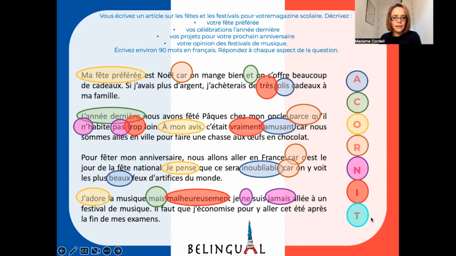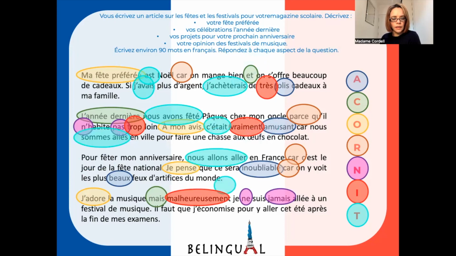Ensuite, nous allons voir les temps. So, in our first paragraph, in our planning time earlier, we set out to use the present and then add a little si clause to incorporate the imperfect and the conditional tense. So we started off with the present here, and then with the si clause, we've got si j'avais plus d'argent, if I had more money, j'achèterais de très jolis cadeaux à ma famille, I would buy. So in here, we've got the conditional.